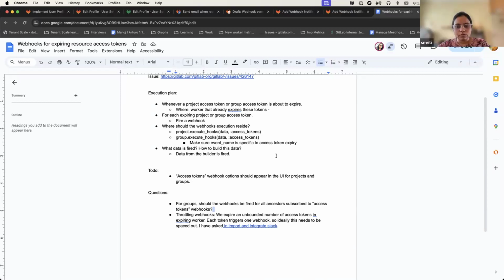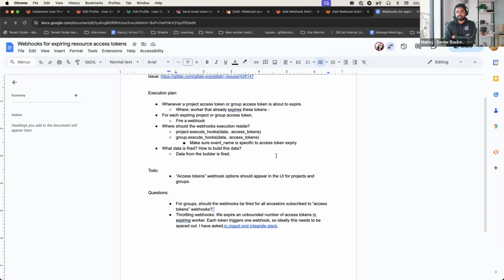But for project access tokens, it is like the case we talked about, one user has one token, but if it is 10,000 project access tokens expiring in a day, that is 10,000 emails in one go. I'm just wondering, just an idea, whether we should have two different workers, one for the bot user and one for the normal user.